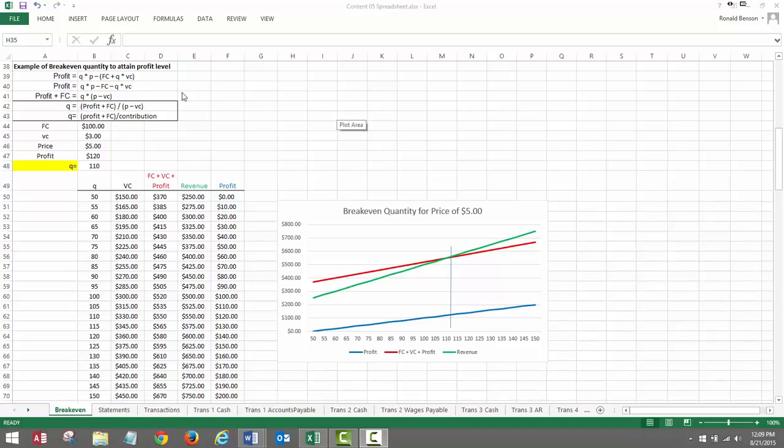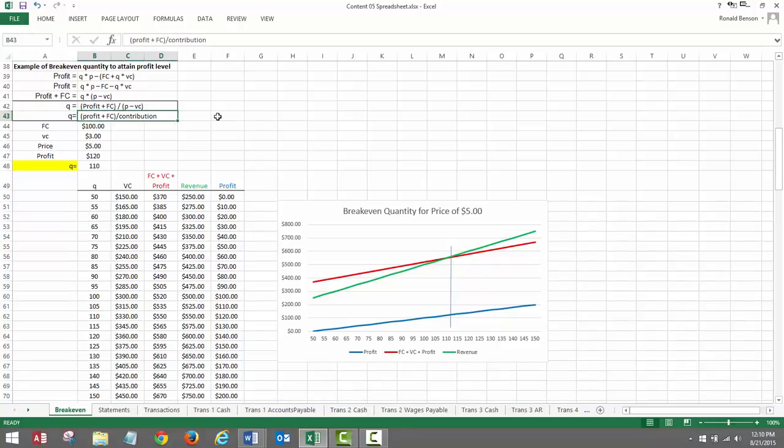Next, we'll look at the case where you want to find the quantity to earn a particular amount of profit, a profit level. So the example of a break-even quantity to obtain a profit level. Instead of having 0 here on the left-hand side of the equation, we have a profit amount. The revenue minus costs will equal some profit. And we can go through basically the same derivation, except we have profit. We get to this step, we move fixed costs over as profit plus fixed cost. And then going through the same steps, Q is equal to profit plus fixed cost divided by the contribution, the price minus the variable cost.